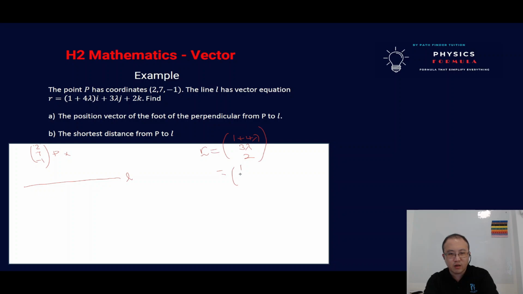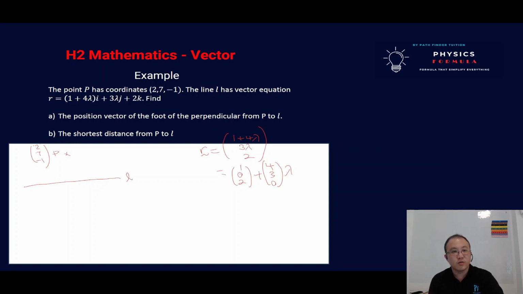If you separate out, you get (1, 0, 2) plus λ times (4, 3, 0). Because for the last one, the z, there isn't any lambda, so it will just be 4, 3, 0. z has no lambda. And for the first one, the point (1, 0, 2), for the y, there isn't any number that's added to the 3λ. So this is the equation of the line.